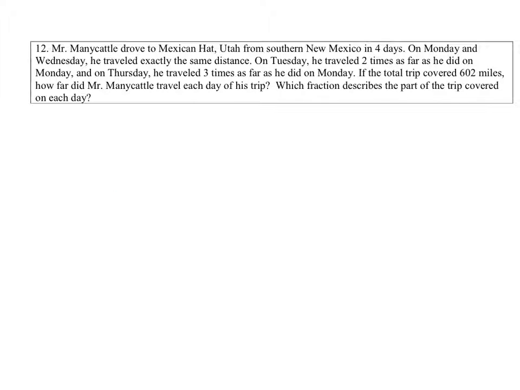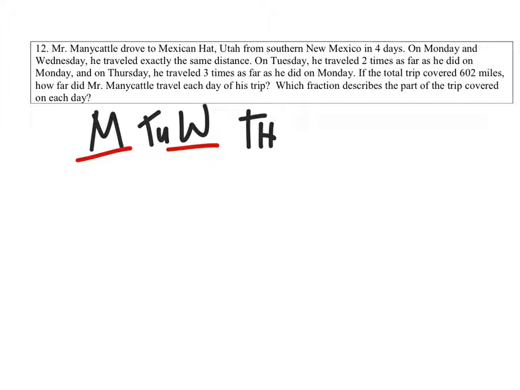Mr. Many Cattle drove to Mexican Hat, Utah from southern New Mexico in 4 days. On Monday and Wednesday, he traveled the exact same distance. So you know we're dealing with Monday and Wednesday. On Tuesday, which is between, he traveled 2 times as far as he did on Monday. And on Thursday, he traveled 3 times as far as he did on Monday. So there's Thursday right here. And we know that Monday and Wednesday traveled the same distance.